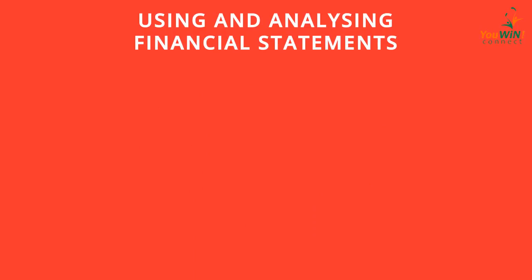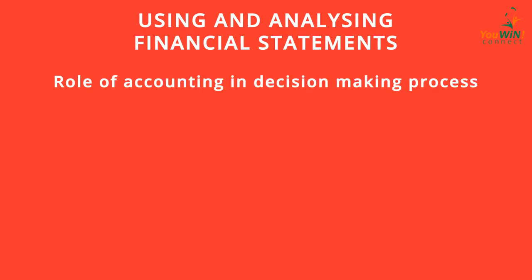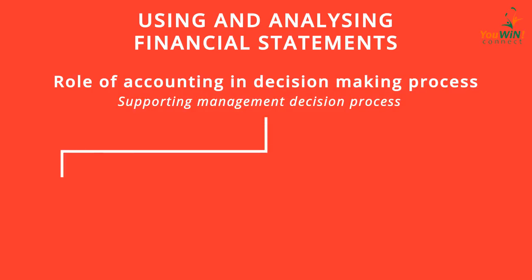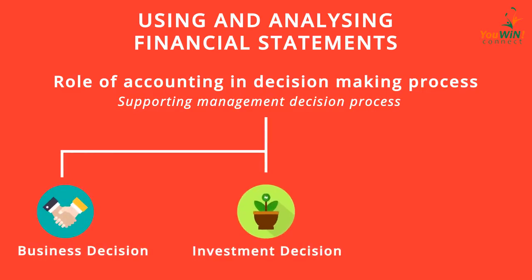The first session we are going to look at is the role of accounting in the decision-making process. Accounting information and decision-making process. To make informed decisions, accounting information is very important. We are looking at 3 major types of decisions in accounting. Number 1, business decisions. Number 2, investing decisions.